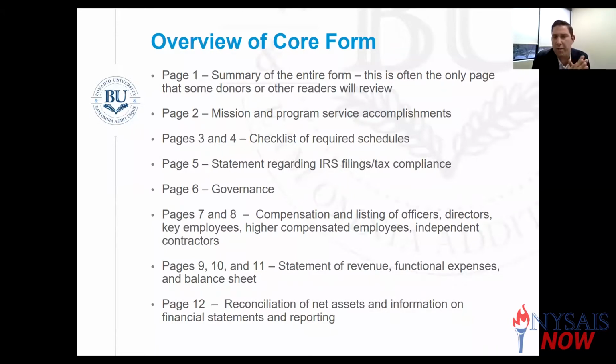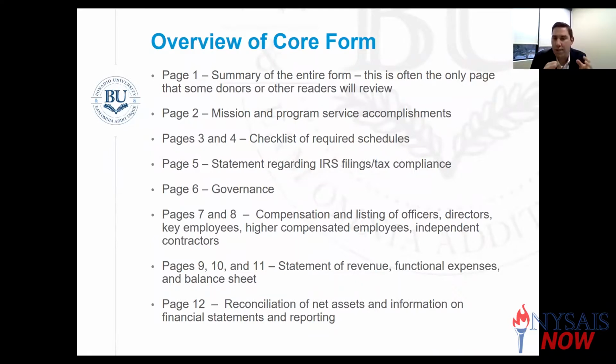Page two gives some more information about the mission of your organization. And this can come right from typically note one or note two of your audited financial statements, which often says the same thing. And more importantly, your program service accomplishments. They want to know your top three programs that you run. For independent schools, it could be your day program. It could be a summer program, and perhaps it's some type of after-school care.